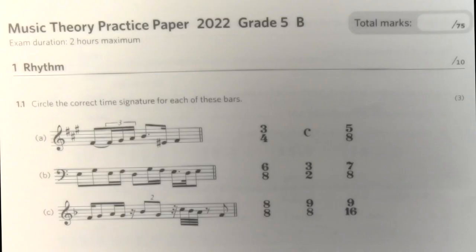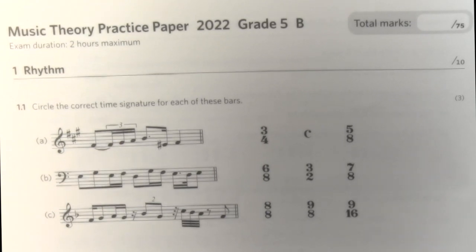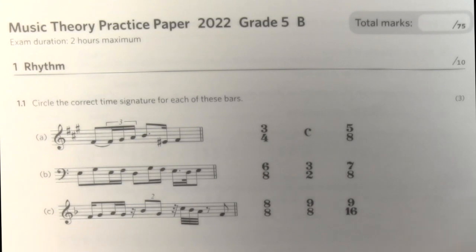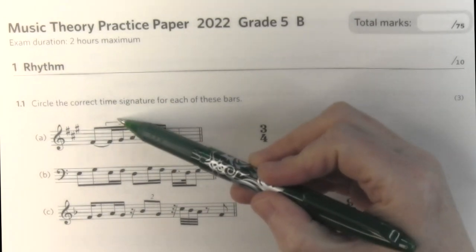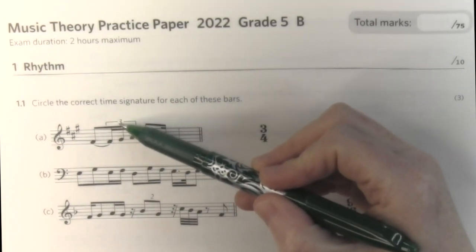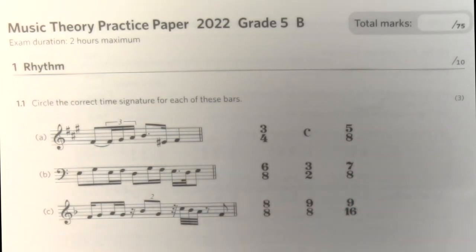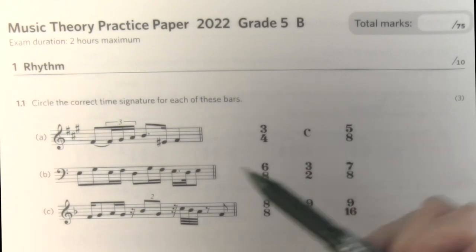Rhythm. In question 1, we are asked to circle the correct time signature for the given bars. First of all, let's see what catches our eye. In this case it is this triplet sign. We have the triplet sign when the subdivisions are 2 and we're trying to fit in 3 items, 3 notes in the space of 2.